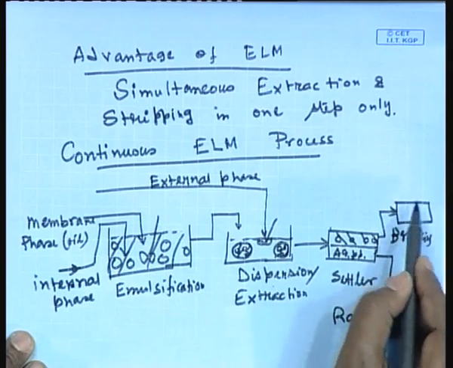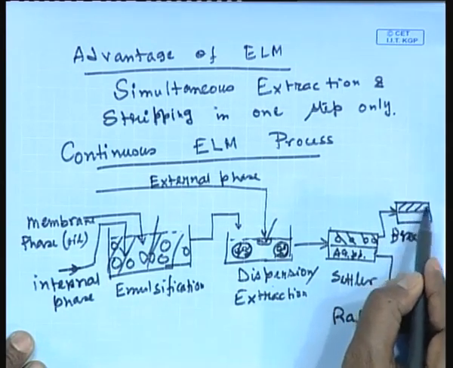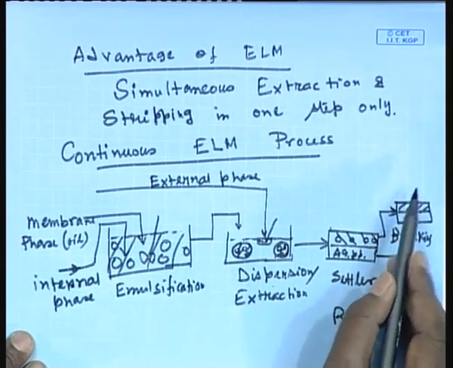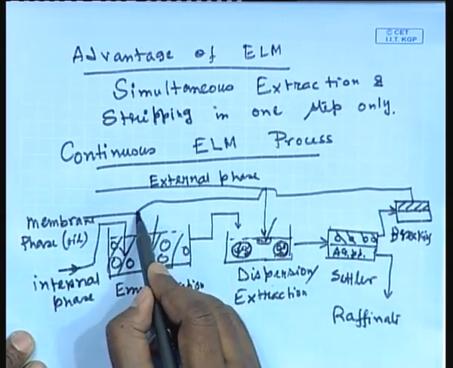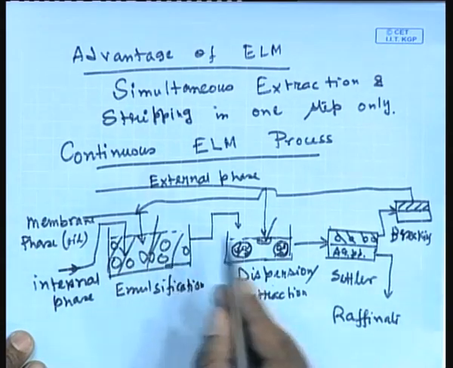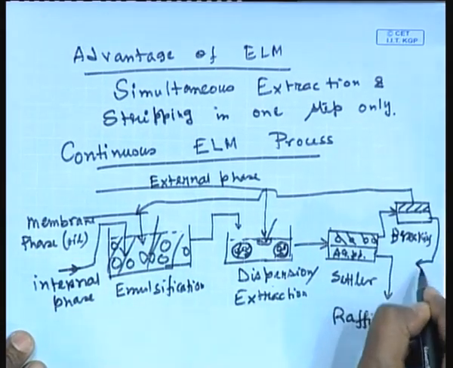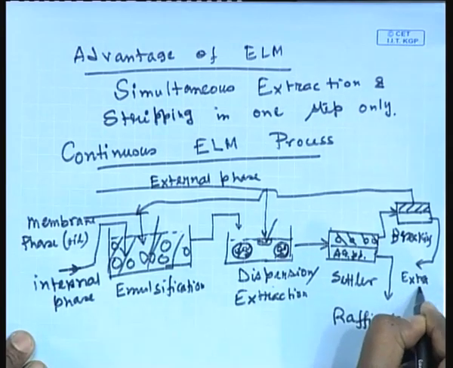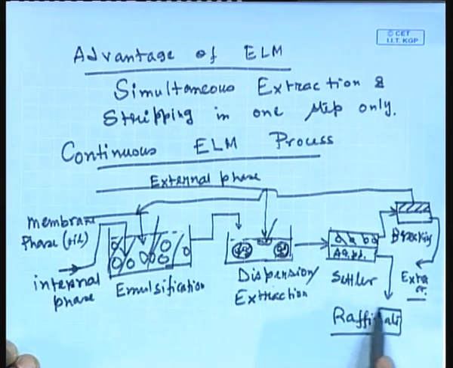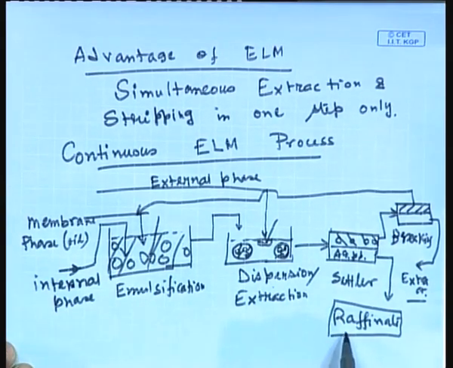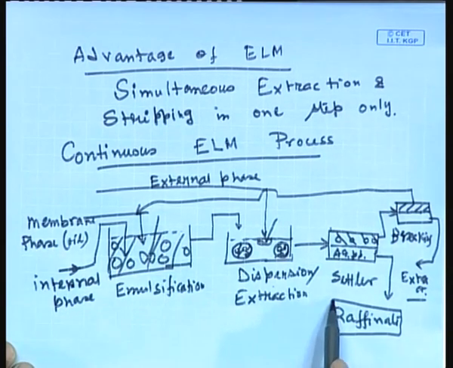Breaking of emulsions, and again it will have two phases: a membrane phase, which will be recirculated to this phase, and an extract phase. Now, in this whole process, the raffinate stream will be the external continuous phase, which will be devoid of pollutant. That means this is a final product where almost a negligible amount of pollutant is present.